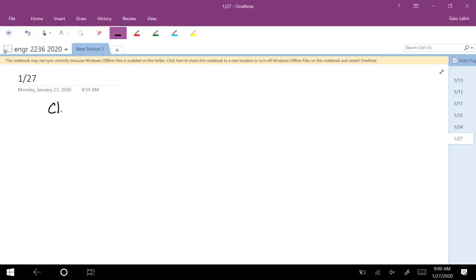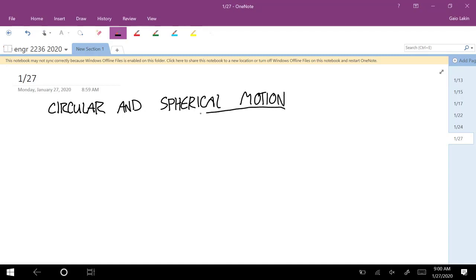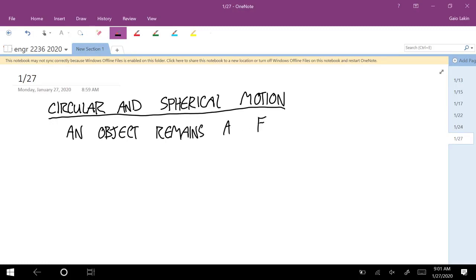Circular and spherical motion. So you're in circular or spherical motion anytime an object remains a fixed distance from some reference point. That fixed distance would be the radius of the sphere, the circle.